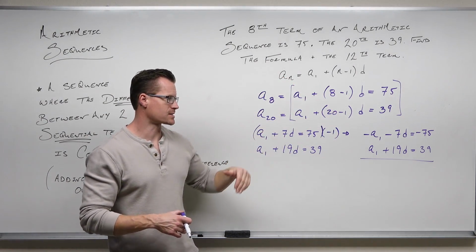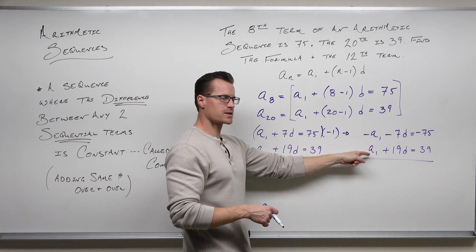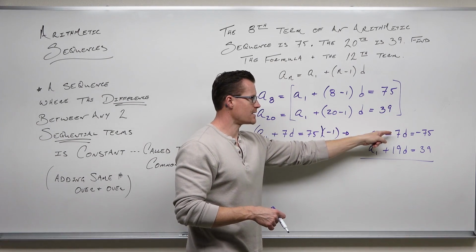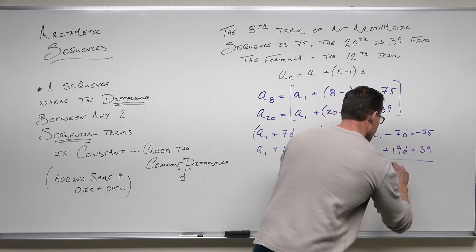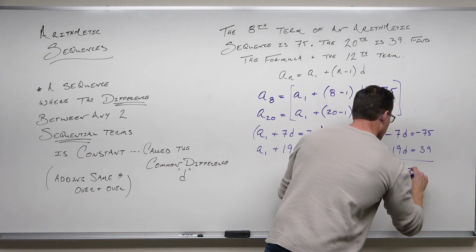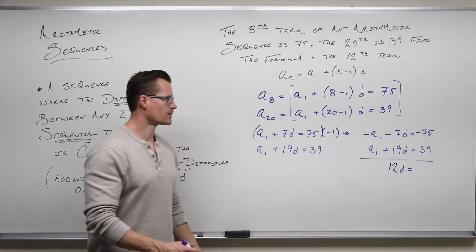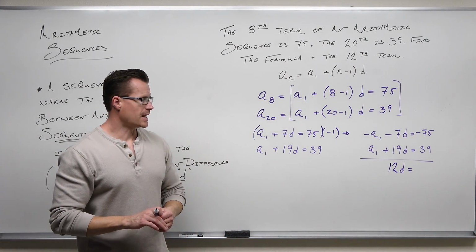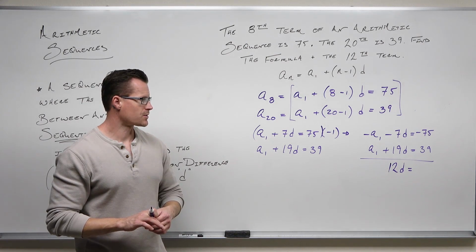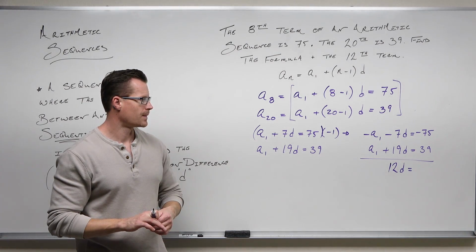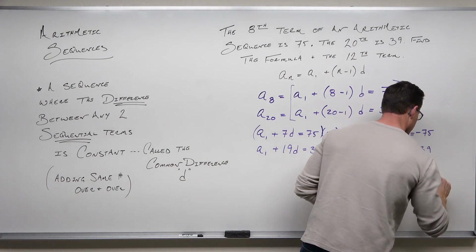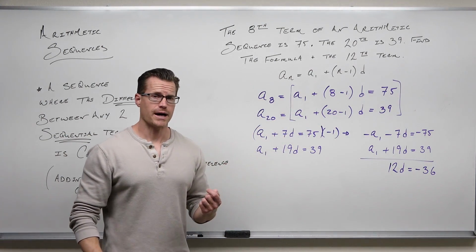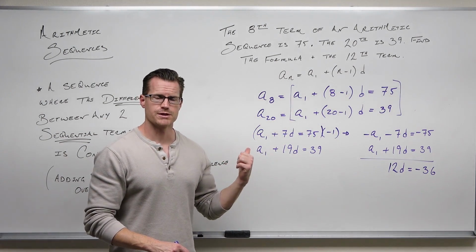Now we can add that system. Negative a sub 1 plus a sub 1 is 0. Minus 7d plus 19d is 12d. And negative 75 plus 39 is negative 36. So when we divide, negative 36 divided by 12 is negative 3.